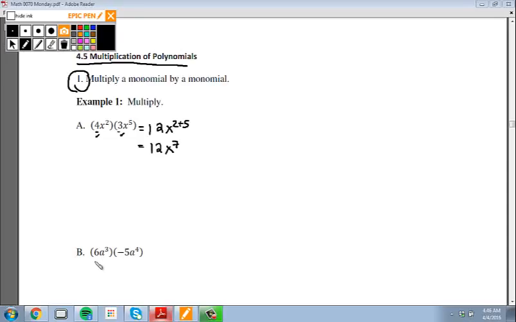Alright, same thing for b. 6a to the 3rd times negative 5a to the 4th. So 6 times negative 5 is negative 30. Then we add the exponents on the a. So a to 3 plus 4. So our final answer is negative 30a to the 7th.